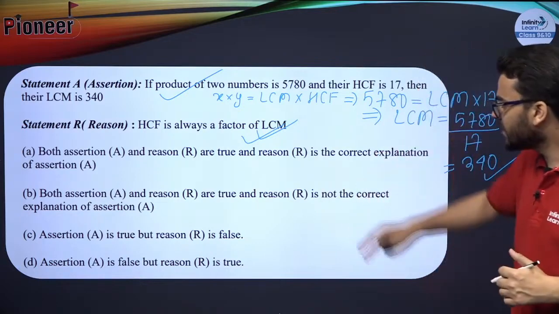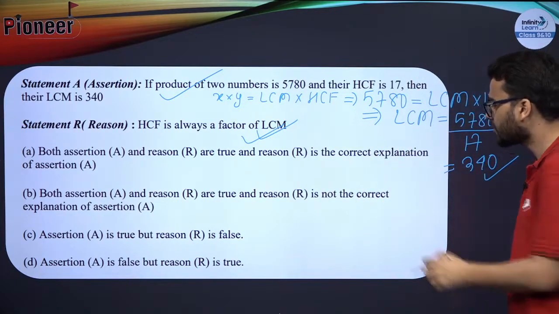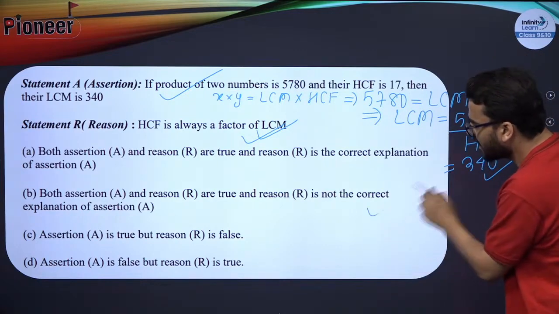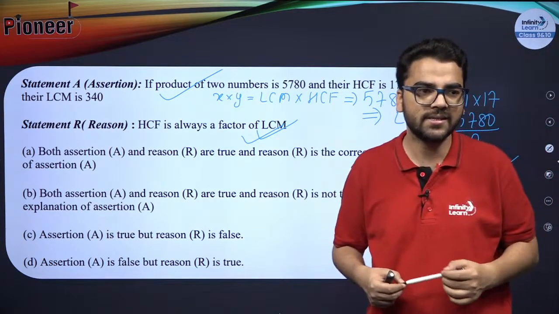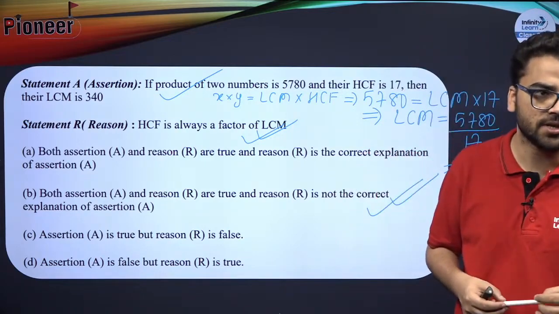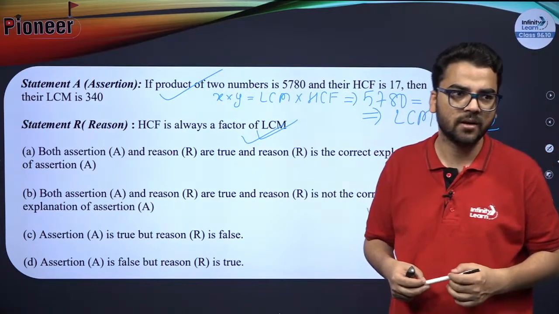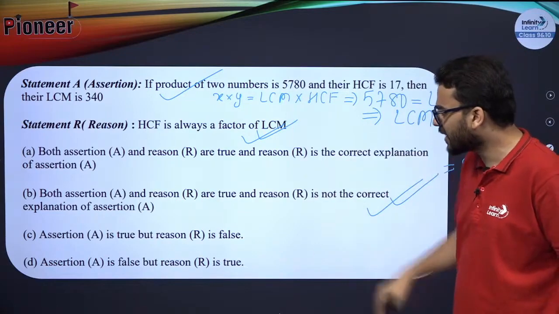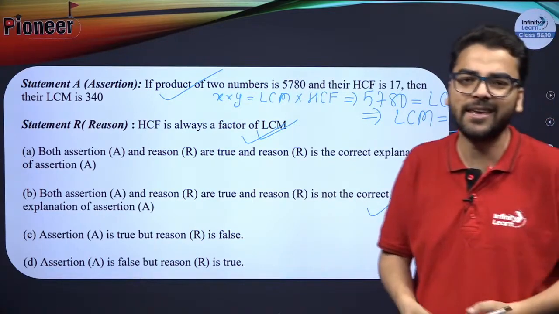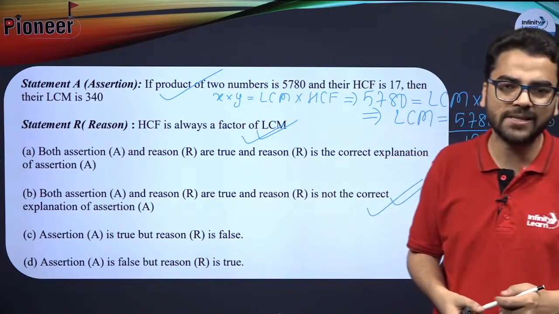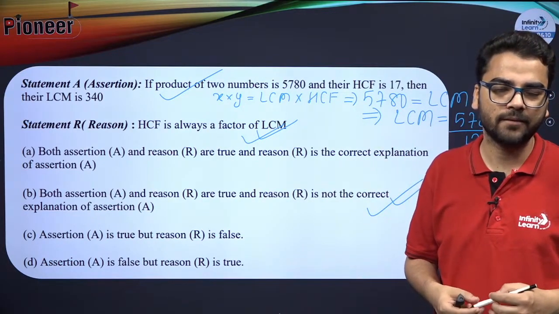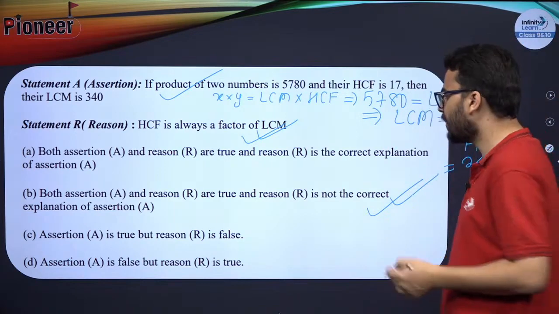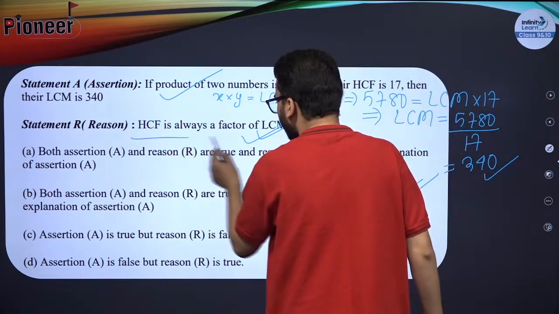Got it? So you see both are correct over here, but option B is the answer because the reason is not the explanation of the assertion. Both the assertion and the reason are correct, but the reason is not explaining the assertion over here. I hope it is clear. Any doubt in this, guys? HCF of numbers is always a factor of their LCM.